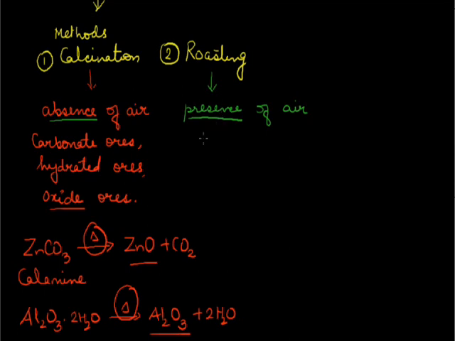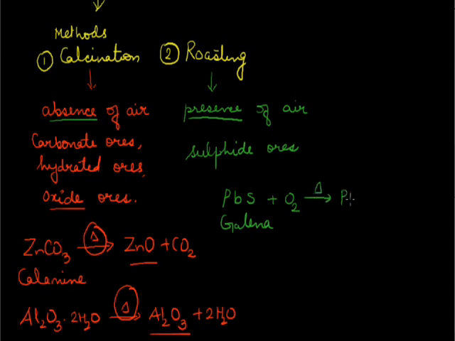And commonly sulfide ores are roasted. We can take an example like PbS, galena, which is an ore of lead. It is heated with oxygen, it is roasted, it converts into PbO along with SO2.